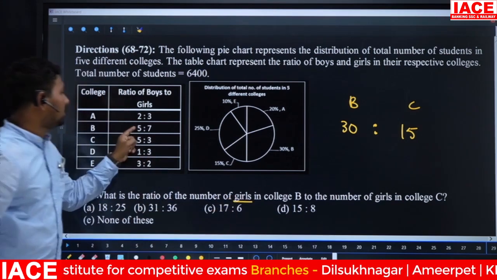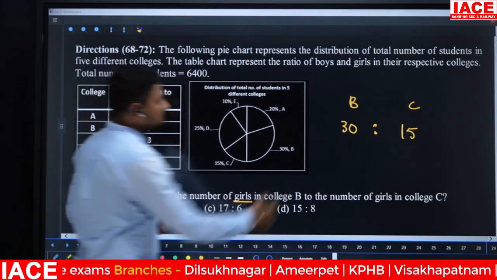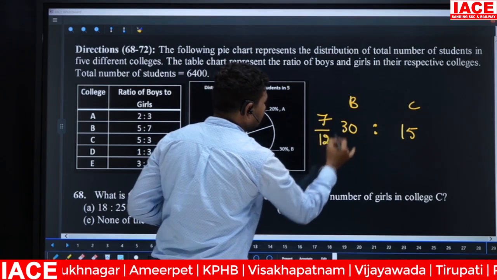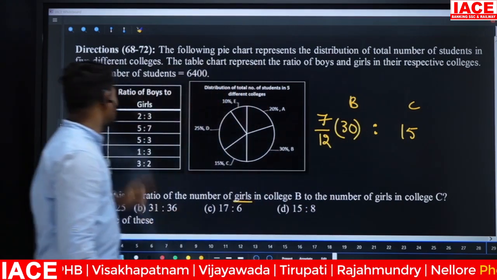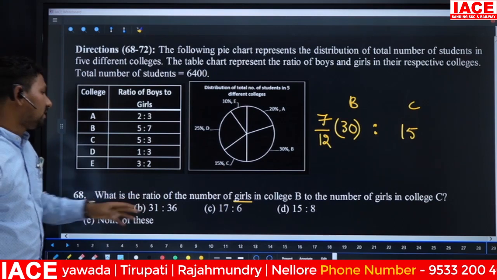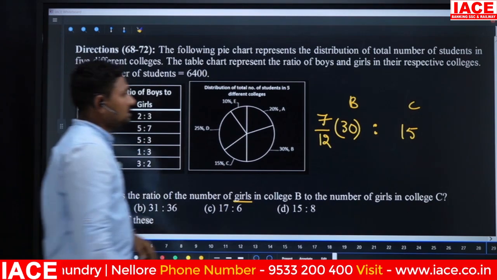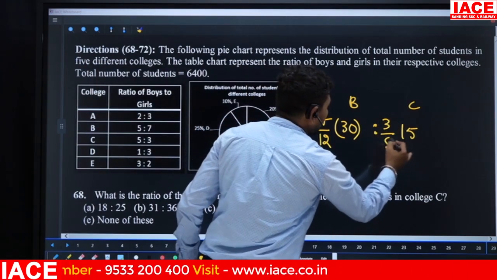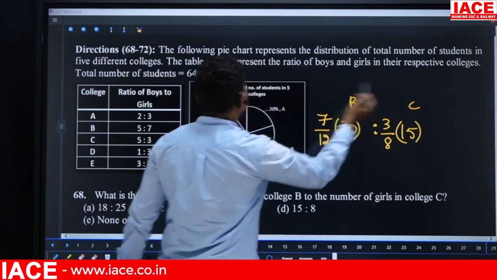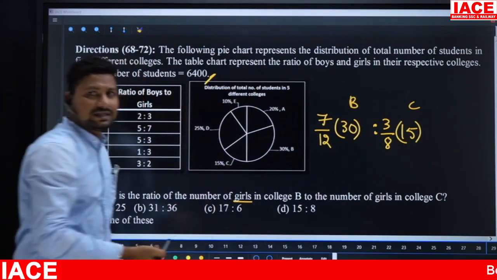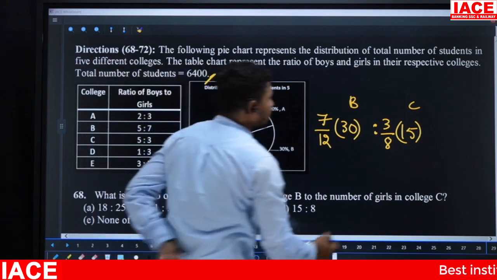Girls means we apply 5:7, meaning 7 by 12. The total parts is 12, out of which 7 parts belong to girls for college B. For college C also we need girls, which means 3 by 8, and we'll find our ratio. We do not require the original value of 6,400. More than percentage, less than percentage, ratio wise we cancel the numbers here.